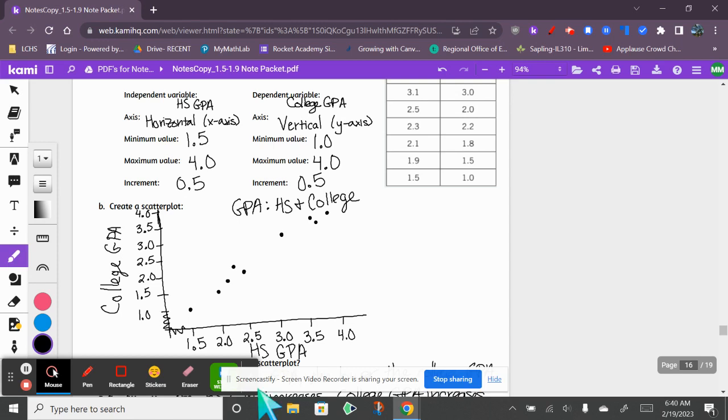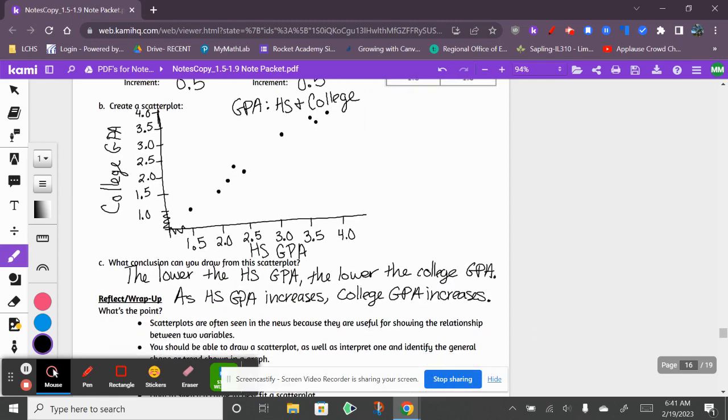I went by 0.5 for both. Remember that you do not need to go by the same amount each time. Like in the last problem, we looked at salary and experience. They didn't go by the same increment, so it just depends. And that is our graph. And then the conclusion that we can draw is that the lower the high school GPA, usually the lower the college GPA. So we can also say as the high school GPA increases, the college GPA increases.